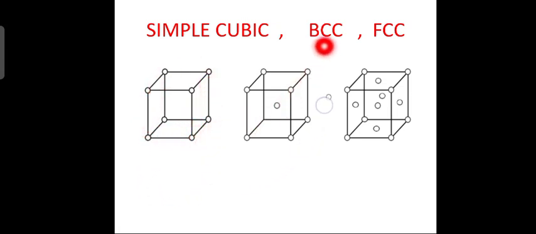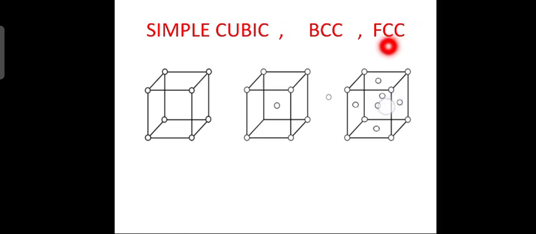What about the body centered cubic lattice? In this case, a lattice point is present not only at the 8 corners, but also at the center of the body. 1, this is at the center of the body, okay. So, 8 are present at the 8 corners, and also one at the center of the body. So, altogether there are 9 lattice points, okay. That means atoms, ions or molecules are present at the 9 points, okay.